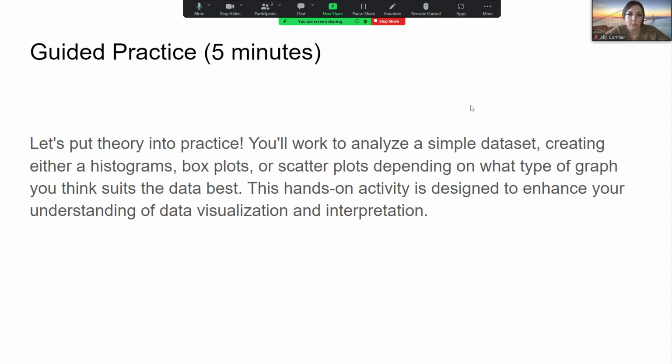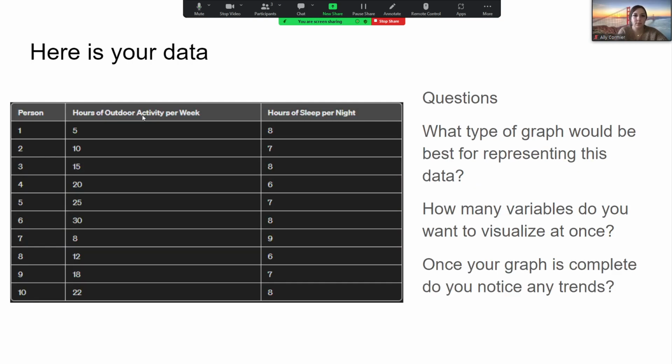Okay. Next, the students would go through guided practice, which is them putting all that together and making their own scatter plots. Right? They're going to do a correlation of 2 data sets, so hours of outdoor activity per week and hours of sleep per night. Okay? They have to determine what type of graph is best for representing this. How many variables do you want to visualize at once, which is your key giveaway that this should be in the form of a scatter plot.